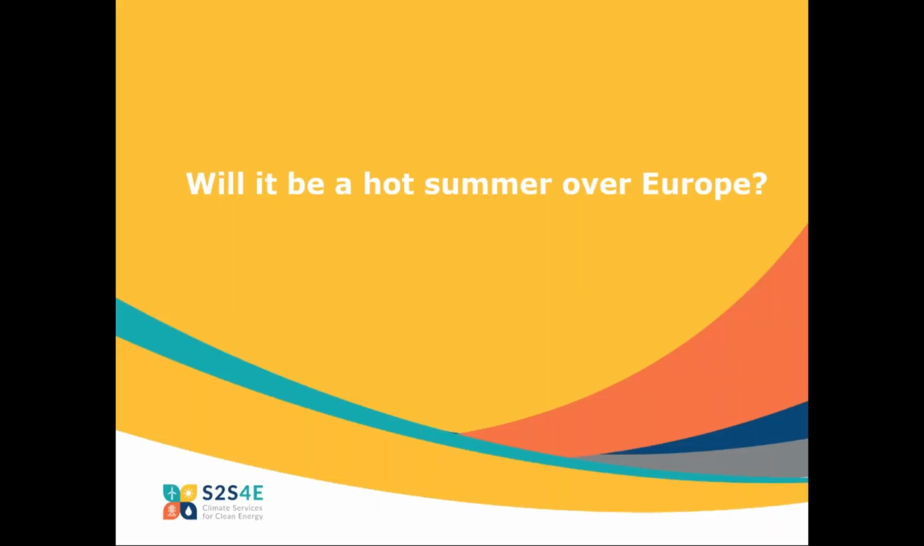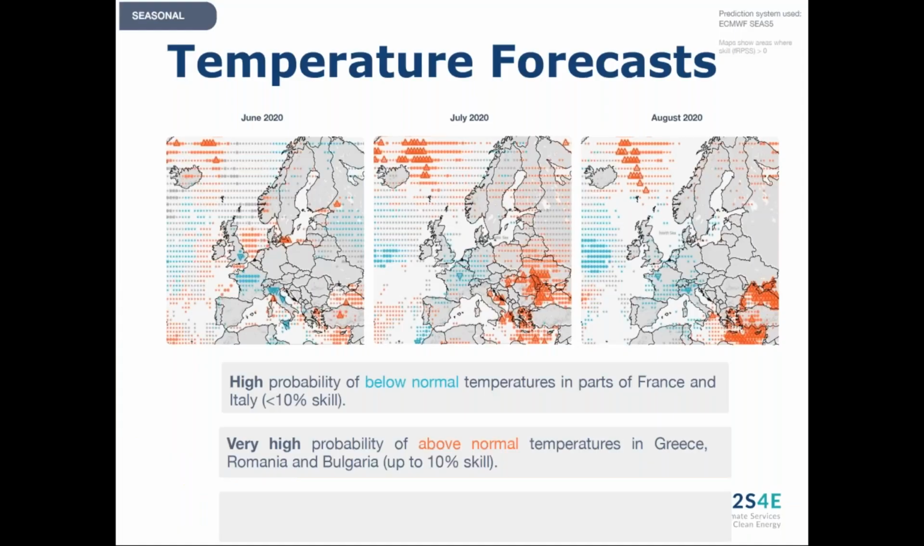So now for the title of this talk, I guess, will it be a hot summer over Europe? So let's have a look at the seasonal forecasts for this. These seasonal forecasts are taken from the ECMWF seasonal SEAS5 model, and plots are shown similar to before. The colours still mean the same things. So now we've got 3 months. We've got the forecast for June, July and August, and these are forecasts all launched in May from the DST.